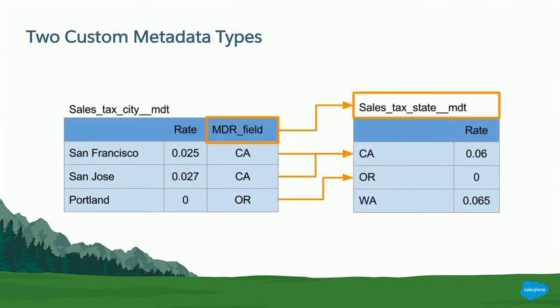So we can also look up to another custom metadata type. So in this case, we have a two-tiered situation where we're storing the sales tax for a city, but then we also want to know the sales tax for the state. But if you have two cities in the same state, you don't want to store that value twice. We can actually have a separate custom metadata type for the state tax and look up to that record. So the CA there is looking up to a record of a different custom metadata type of the state type.